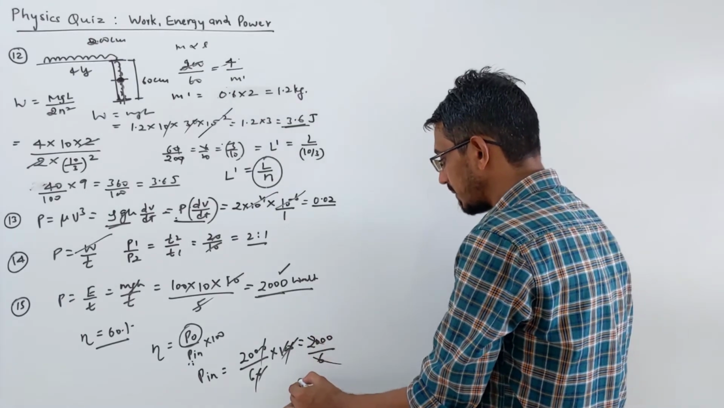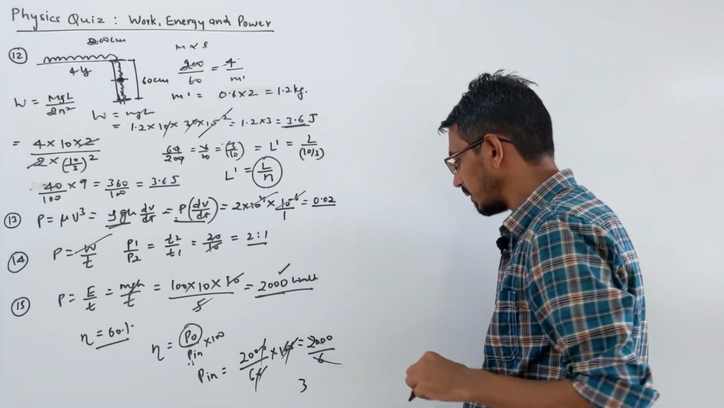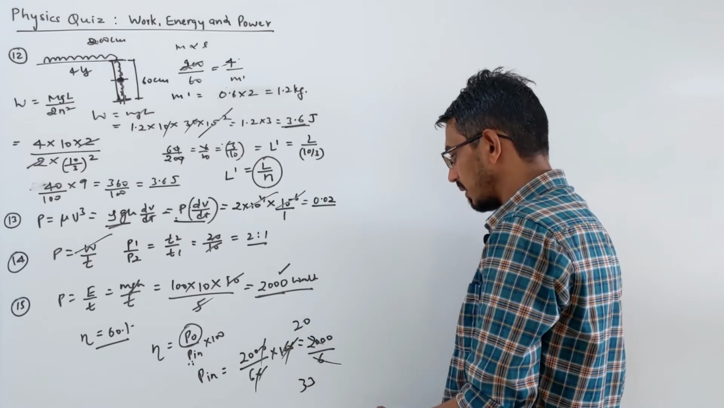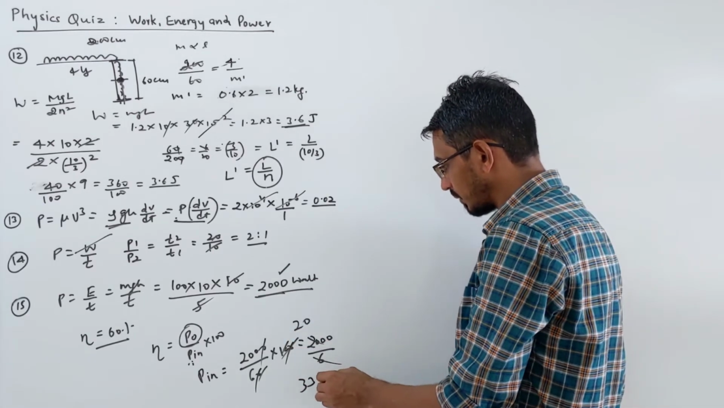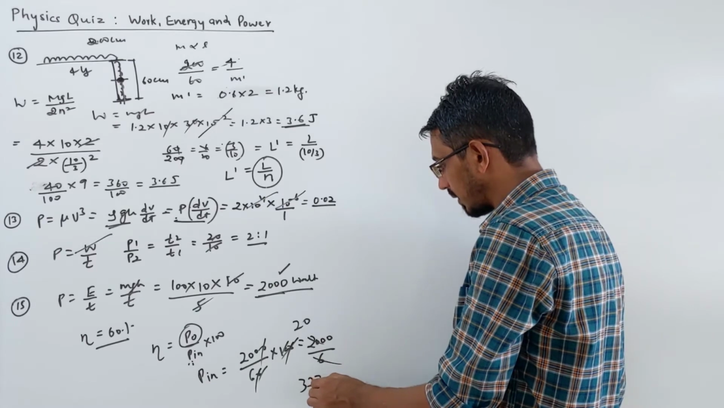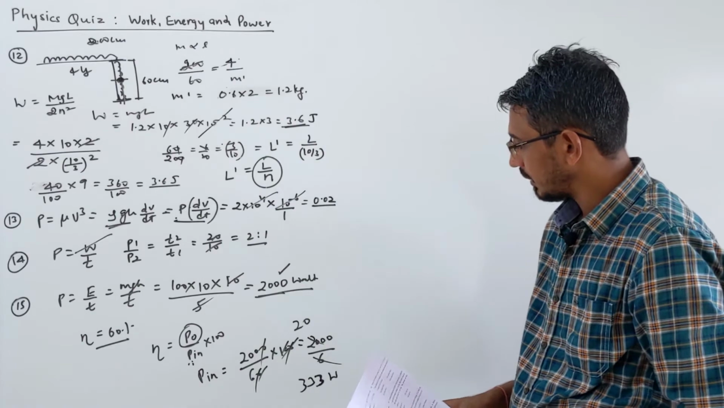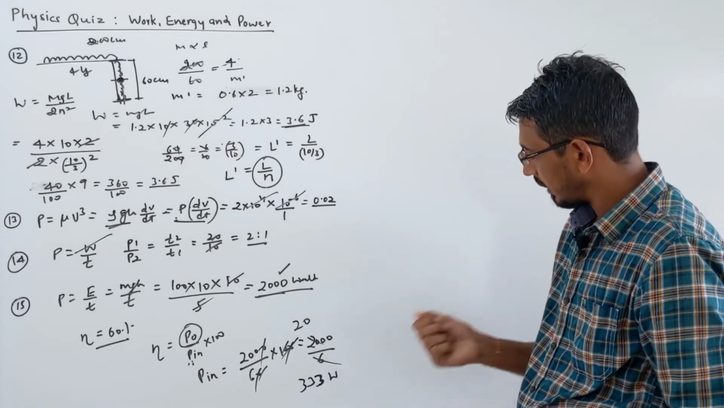6 goes 3 times, right? 6 goes 3 times 18. 2 remaining. Again what goes 3 times, right? So 33 we getting, or 333 we getting? I think this we getting, right? Yes, correct only. This is we getting.